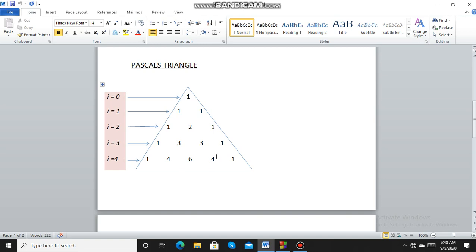This 4 we get by adding the numbers 3 and 1. This 6 is obtained by adding the numbers just above it, that is 3 and 3. In this way we make the Pascal's triangle.